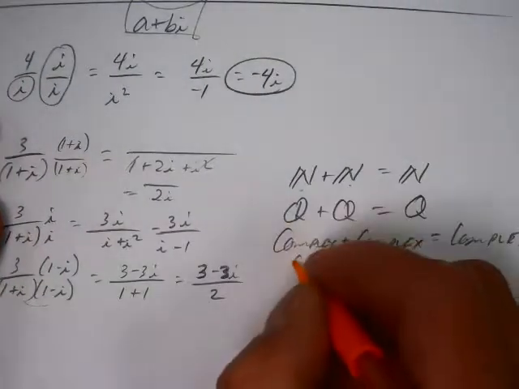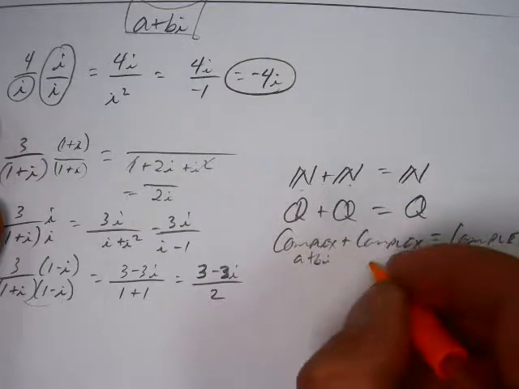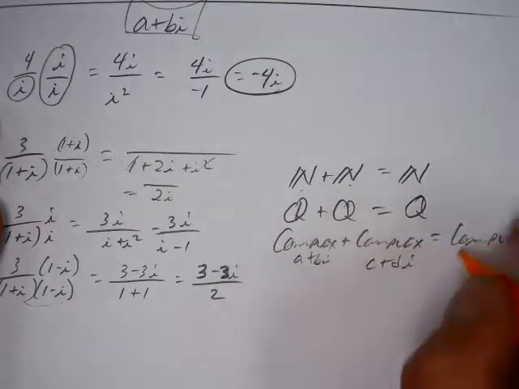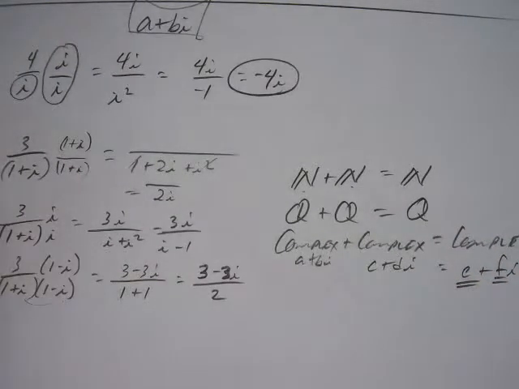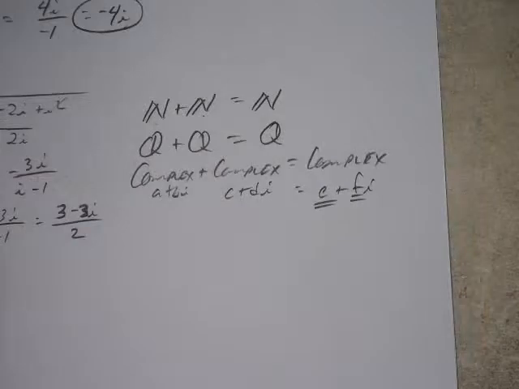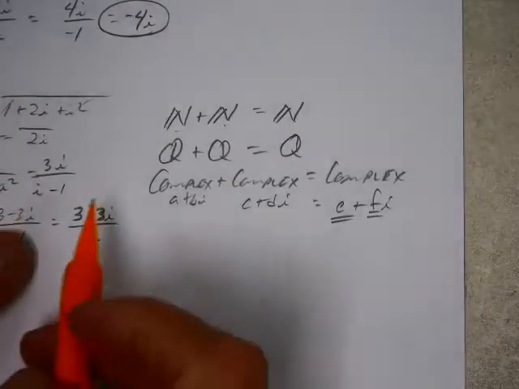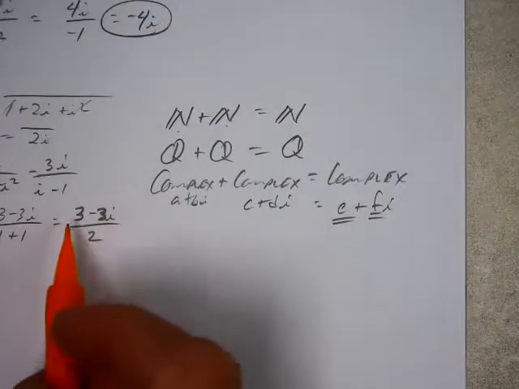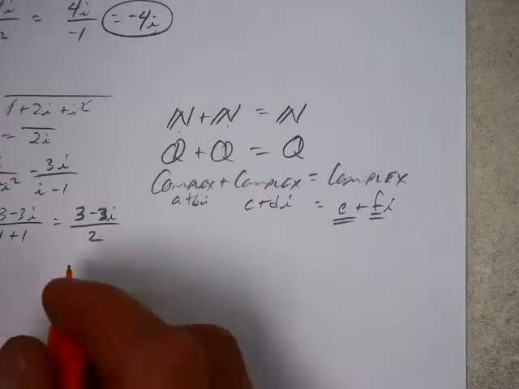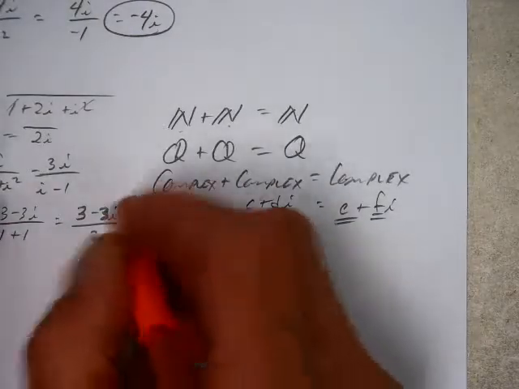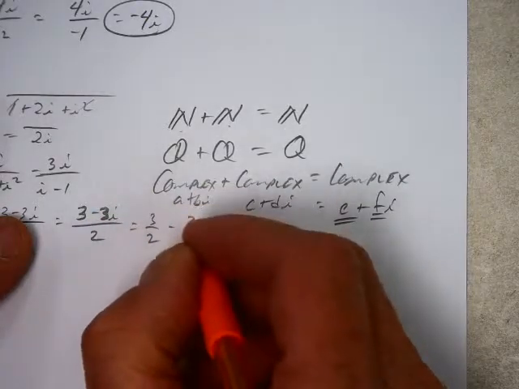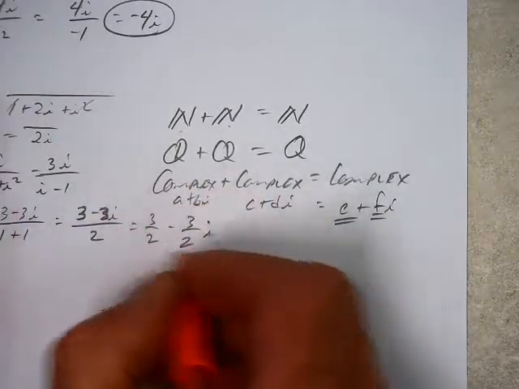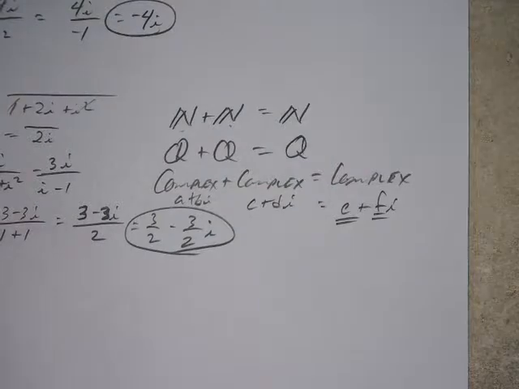And a complex number is a plus bi plus another complex number, c plus di, is going to give me some e plus fi. So I want the real part and the imaginary part separate. Right now, this is not in the form of some real part and then an imaginary part. So we're going to rewrite this. 3 halves minus 3 halves times i. That's going to be my answer.